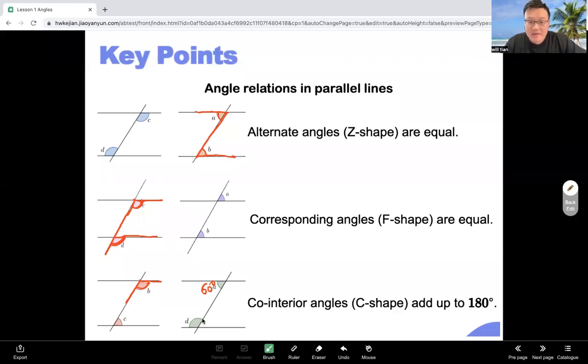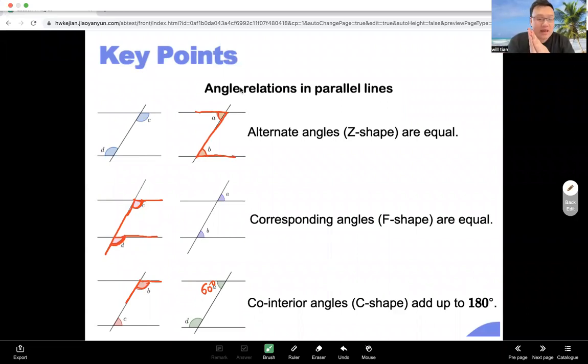Okay, so that's the C shape. We call that co-interior angles. As for co-interior angles, they add up to 180 degrees. So guys, that's it. Pretty easy, okay?